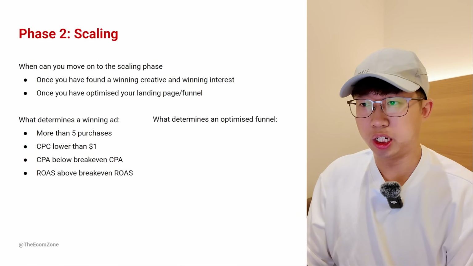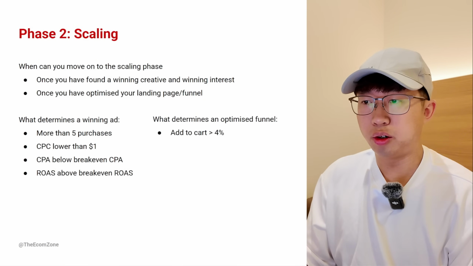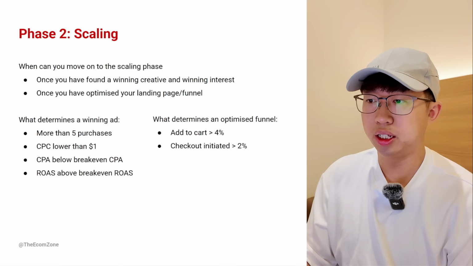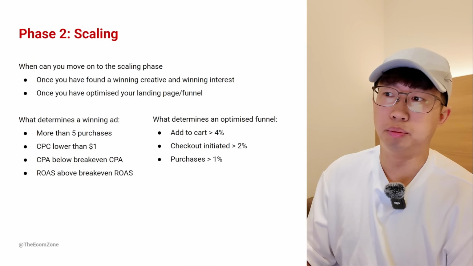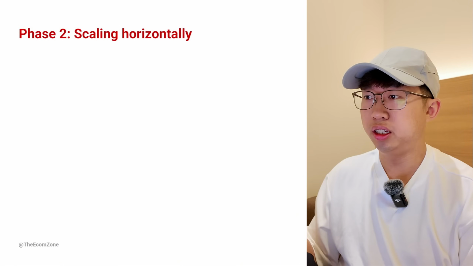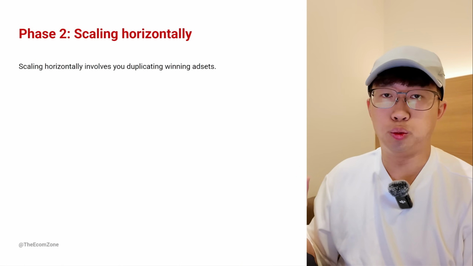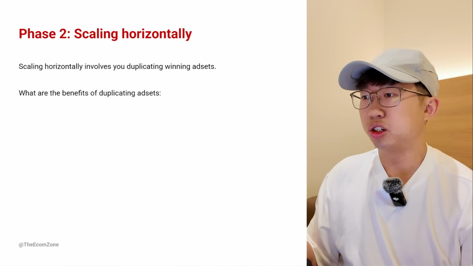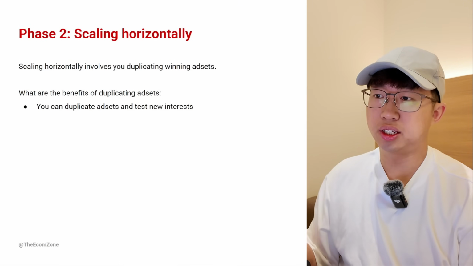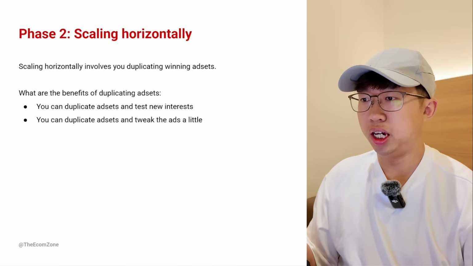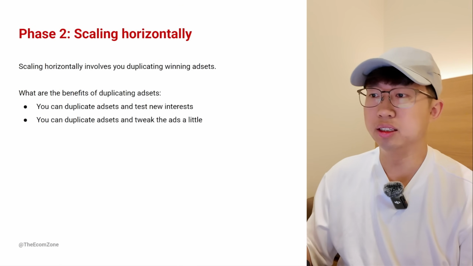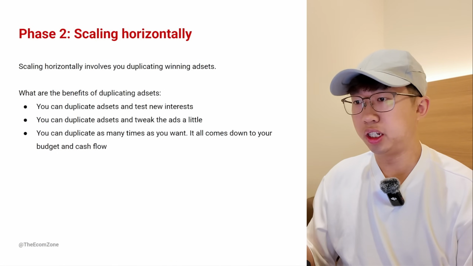So what determines an optimized funnel? So your add to cart rate is above 4%, your checkout initiated is above 2%, and your purchases is above 1%. So there's 2 ways to scale. You scale horizontally, which involves you duplicating winning ad sets. So what are the benefits of duplicating ad sets? You could duplicate ad sets and test new interests, and you could tweak the ads a little when you duplicate the ad set, so you could test more ads. You could duplicate as many times as you want.